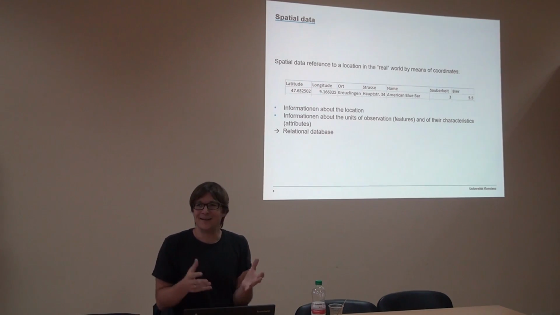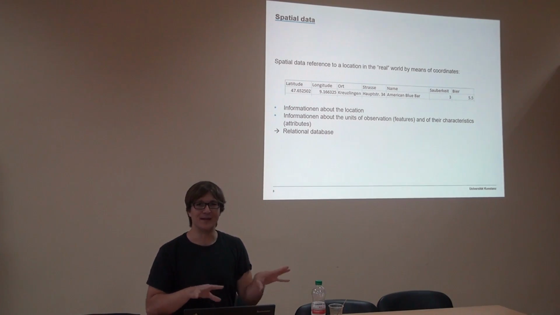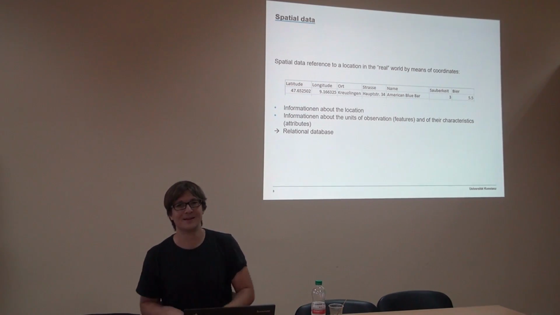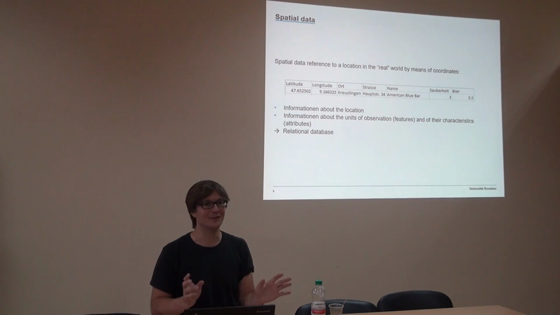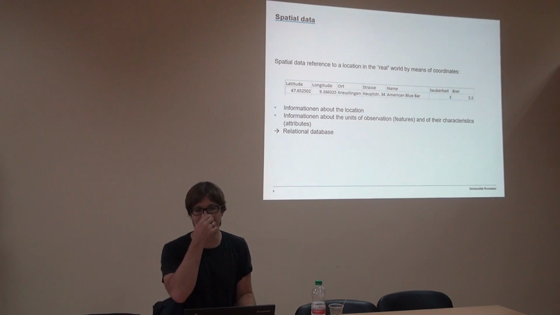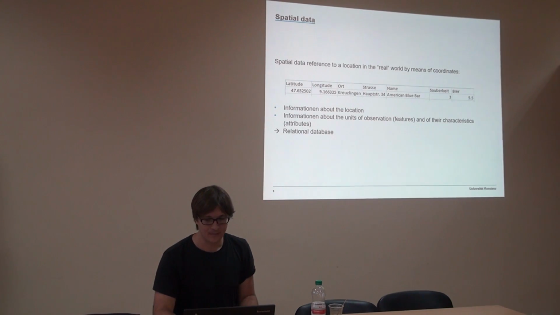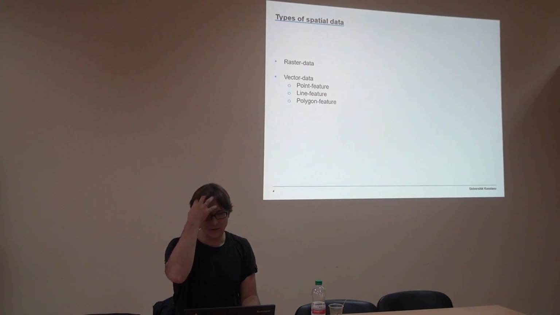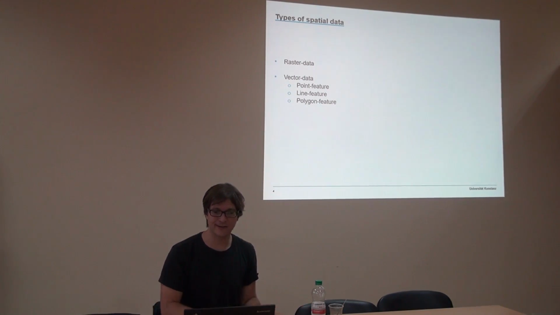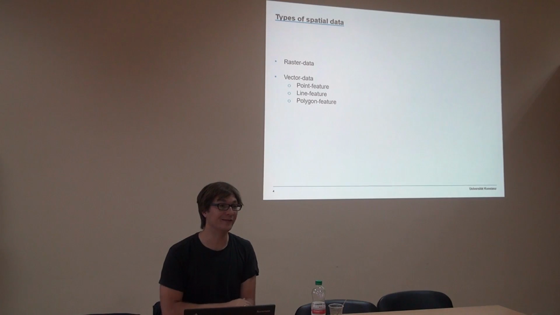And in a way it's just a relational database. You have the units, you have the locations of the units, and you have some kind of characteristics of these units. These units can be individual observations, they can be neighborhoods, and so on and so forth. You have basically two types of spatial data. One is raster data, which I will show you soon, and the other is vector data, and vector data is more relevant to what we are doing.